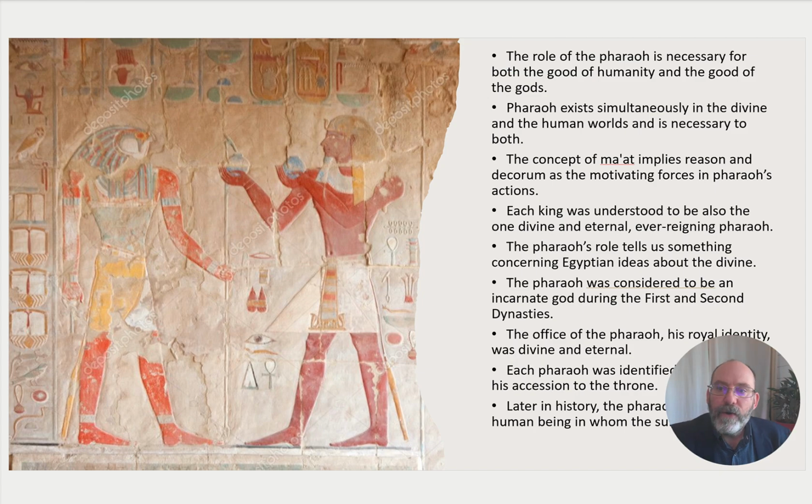So the pharaoh is necessary for both the good of humanity and the good of the gods. He exists simultaneously in the divine and the human worlds and is necessary to both. The concept of Ma'at implies reason and decorum as the motivating focus of the pharaoh's actions, and each king was understood to be the one divine and eternal, ever-reigning pharaoh.